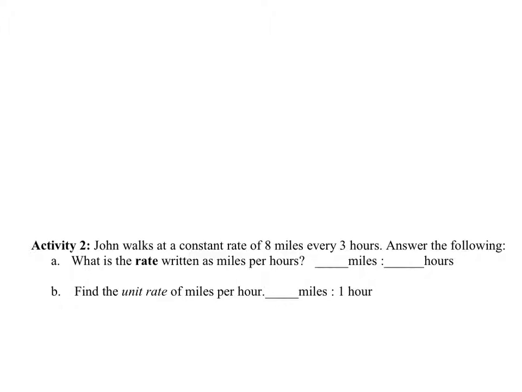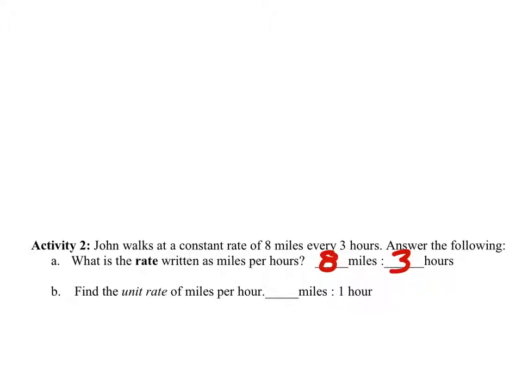All right, so we got John. He's walking at a constant rate of 8 miles every 3 hours. So what is the rate? Not the unit rate, just the rate. What is the rate in miles per hour? How many miles did he go? 8 miles. In how many hours? 3. Now we can find the unit rate, though.